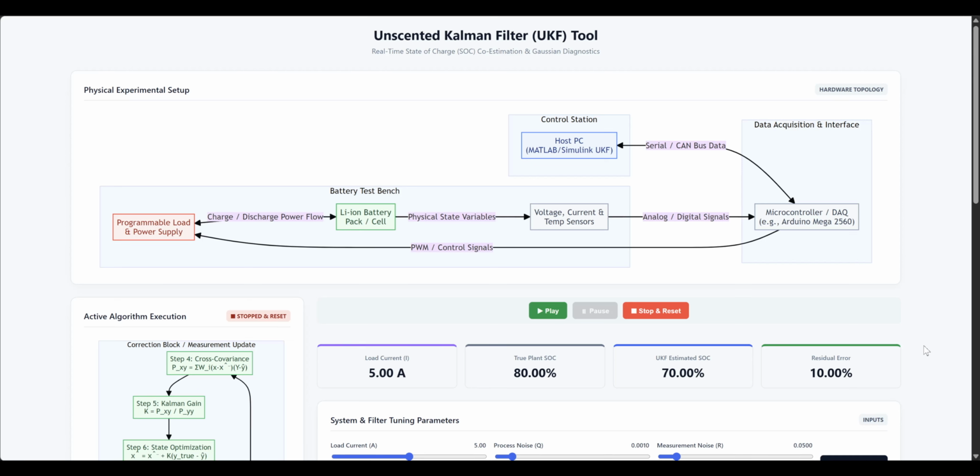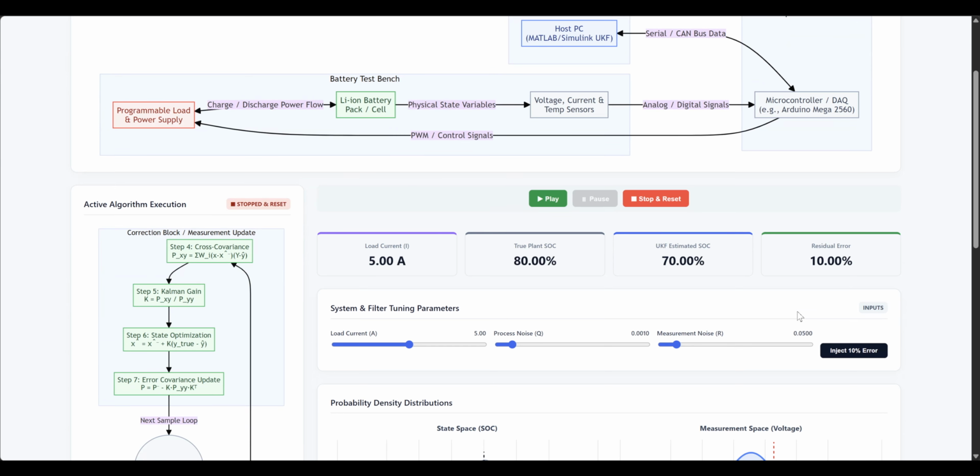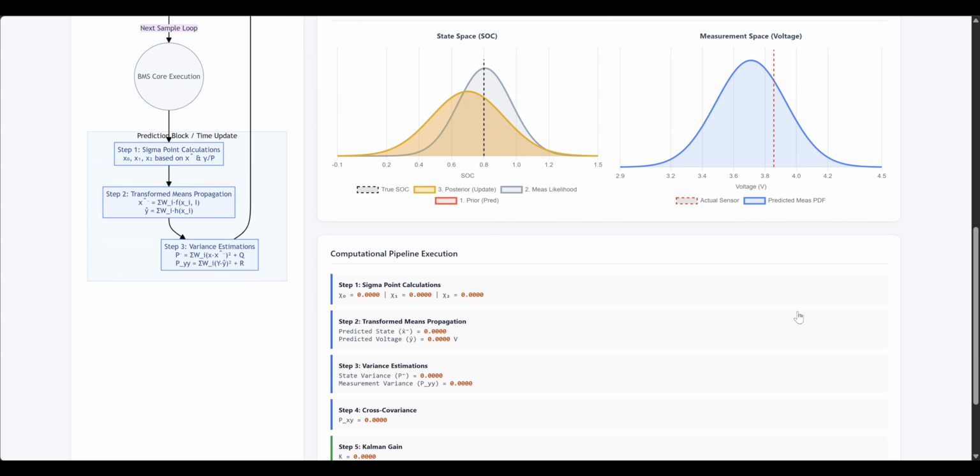Welcome to another tutorial on the topic of battery management system. So in this particular tutorial, we will be looking into the concept of Unscented Kalman Filter. And here we do have our dashboard. And in the previous tutorial, we had a look into the transformed mean and propagation.